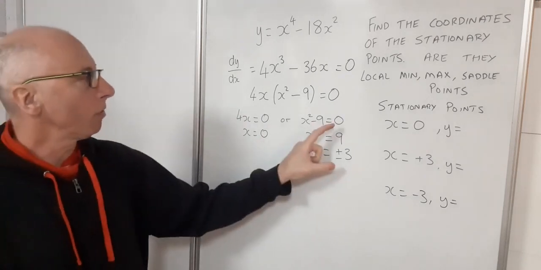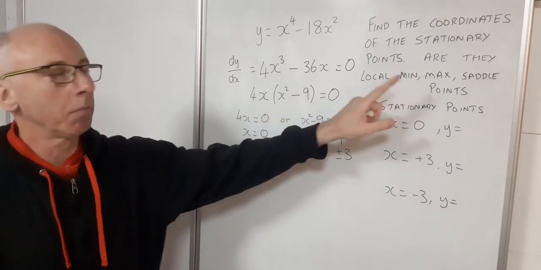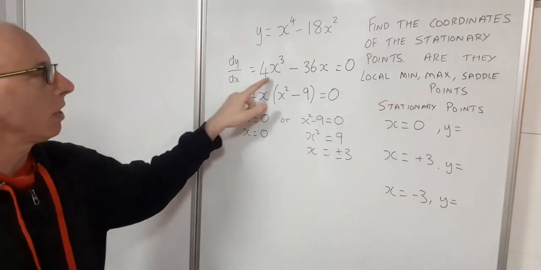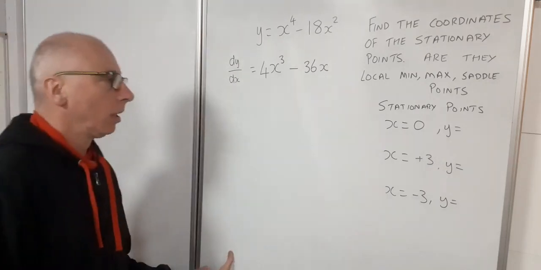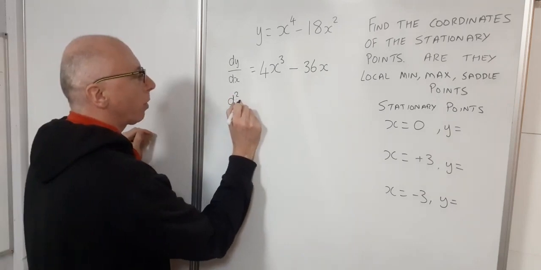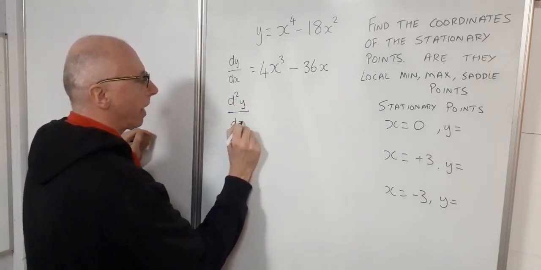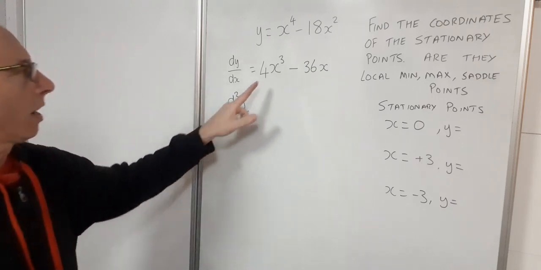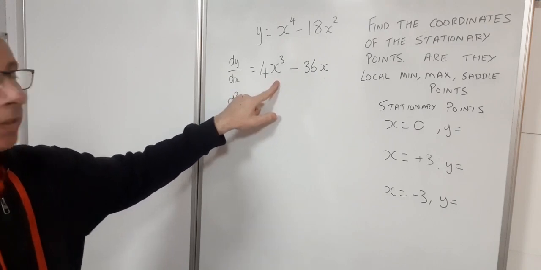So let's take these bits of working off here, and now we can find if it's a minimum or maximum or saddle point, we need to find the derivative again of this equation. Okay, so let's find the second derivative. So d squared y by dx squared, that's the second derivative of y with respect to x. So second derivative, it's the same as taking the derivative of the first derivative.